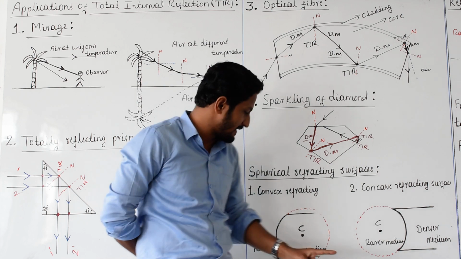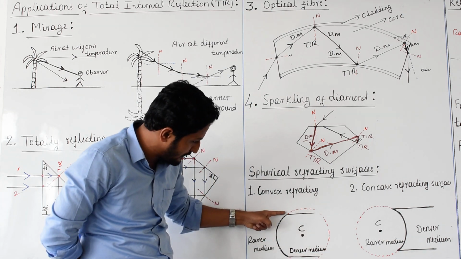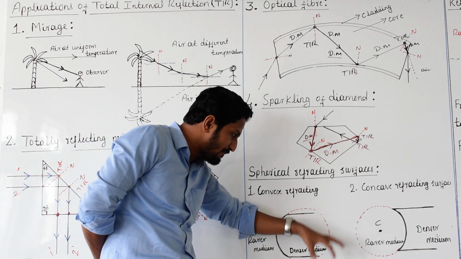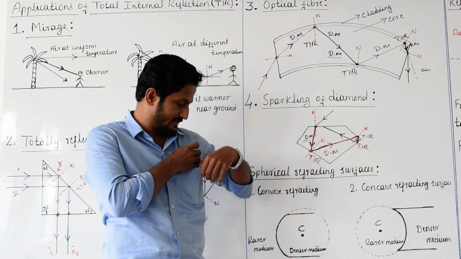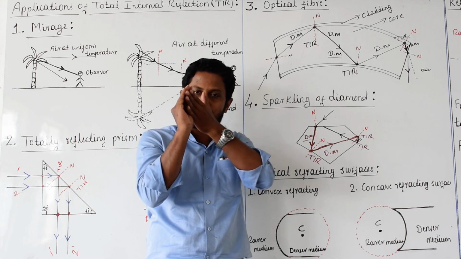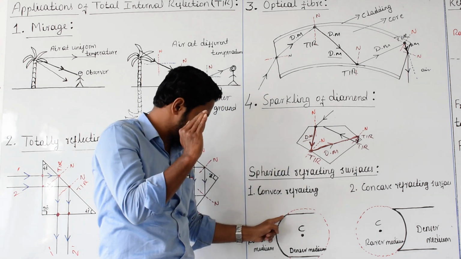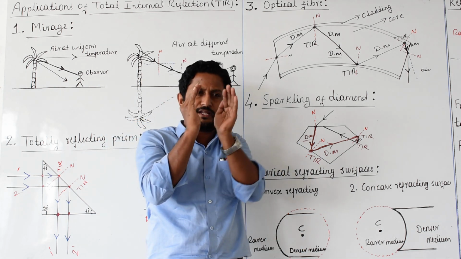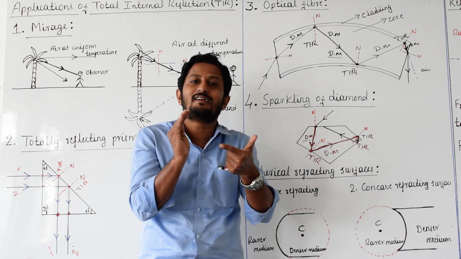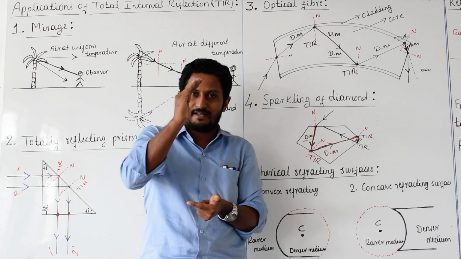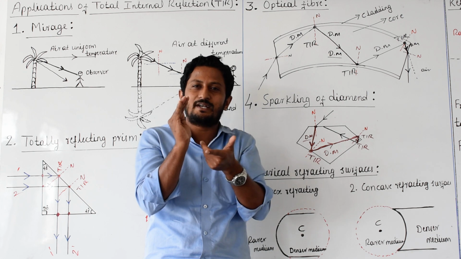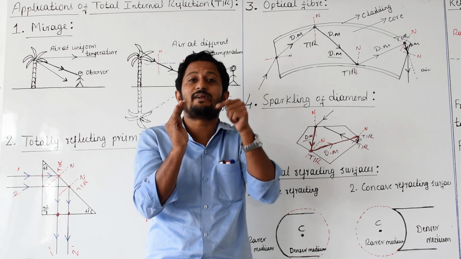Means what? See here. Look at this curved surface from here to here. Look at this arc. Below this arc you can imagine one sphere. I mean, it is like this. From here to here, this is a curved surface like this. Somewhere here you can imagine one solid sphere. Of which material? Transparent material. See here. This curve is a part of this imaginary solid sphere of transparent material.